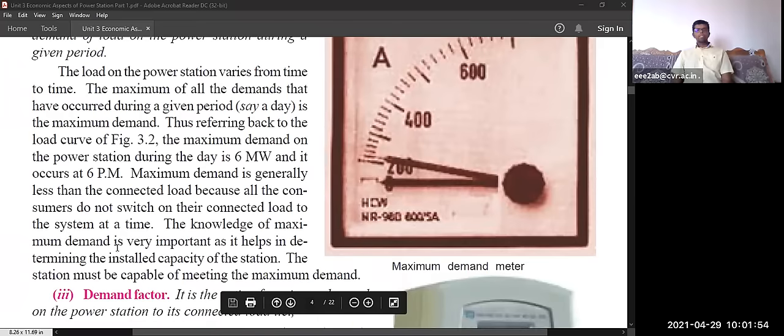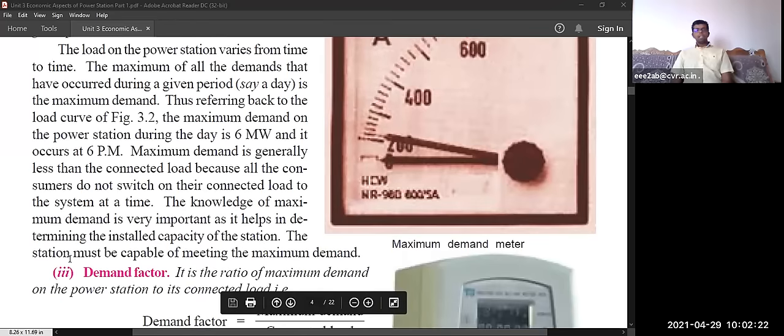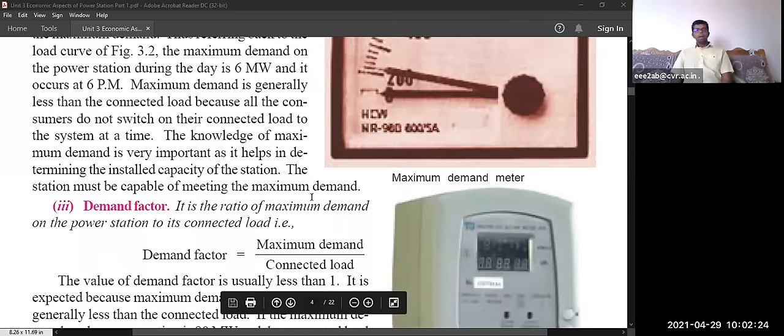The knowledge of maximum demand is very important as it helps in determining the installed capacity of the station. So this maximum demand helps in determining the installed capacity. How many megawatts we have to generate, we can easily tell by seeing the maximum demand only. Then the station must be capable of meeting the maximum demand.